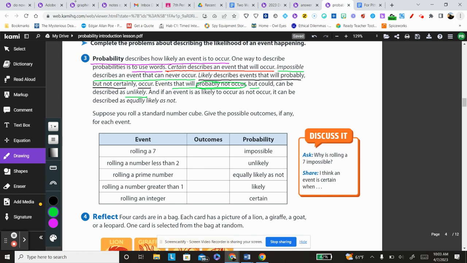And if an event is as likely to occur as not, it can be described as equally likely. So if an event is as likely to occur as it is not to occur, in other words, the outcomes are the same, we say it's equally likely, okay? Outcomes must be the same in order for it to be equally likely, guys. Does that make sense?